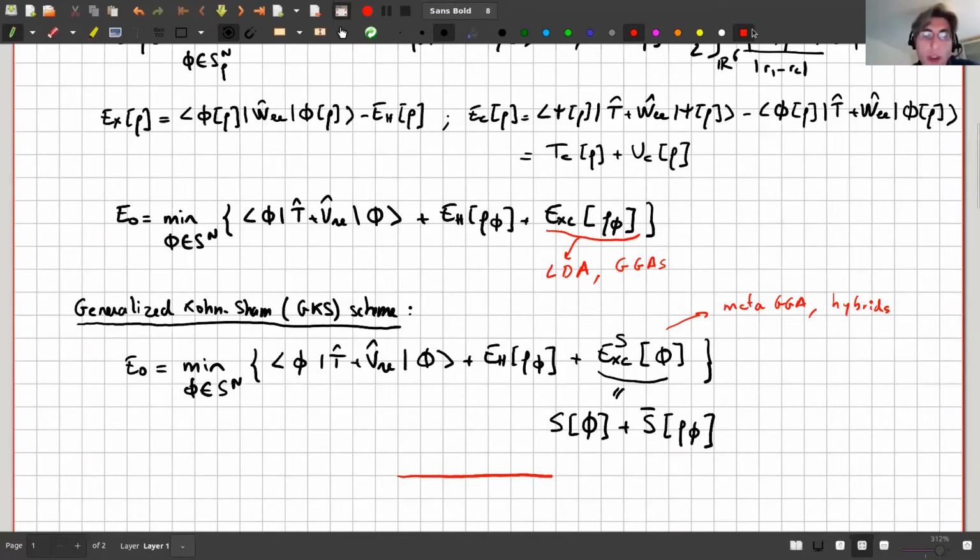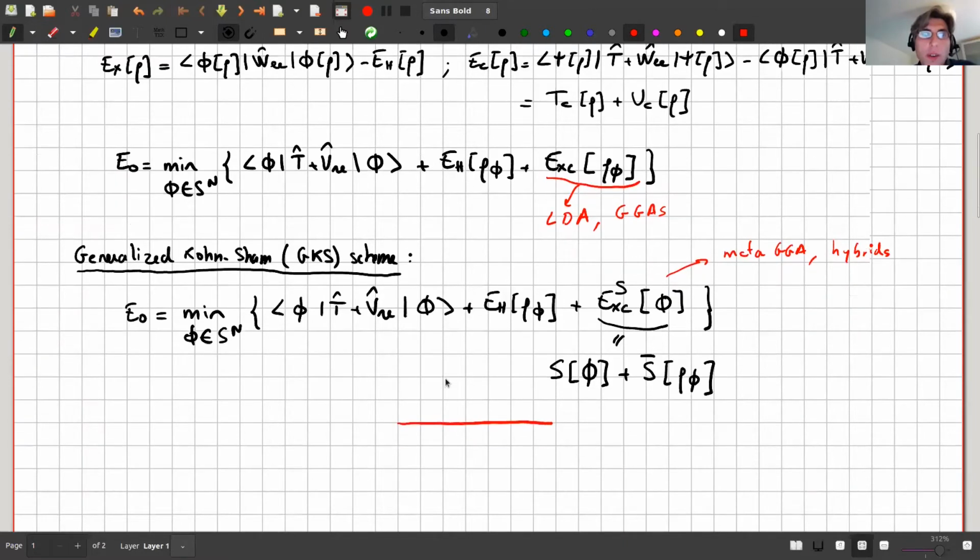And towards the end of the lecture, if we have enough time, I will also introduce another extension of the Kohn-Sham scheme, the so-called multi-determinant extension of the Kohn-Sham scheme, which allows you to define other families of approximations like the double hybrid approximations. Okay, so now we will continue the course.